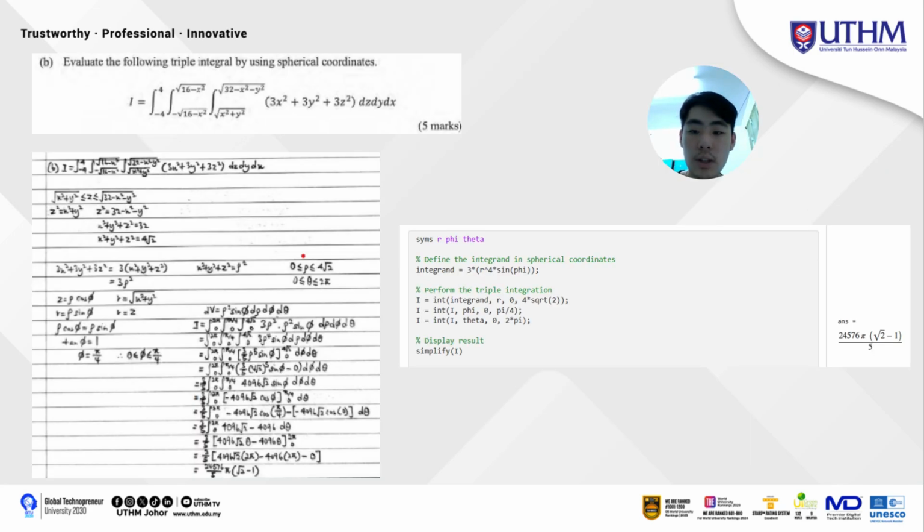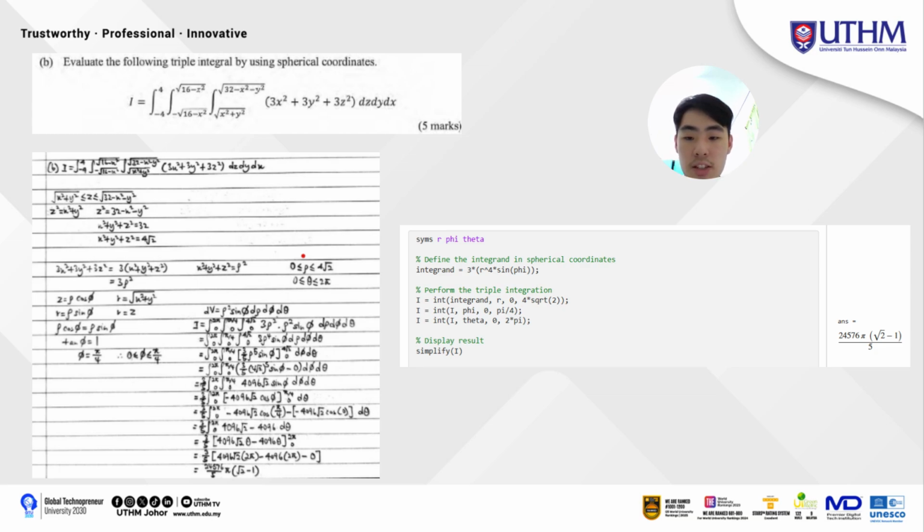For question 1b, we need to evaluate the following triple integral by using spherical coordinates. From the upper limit of z, we can find out that the range of rho is between 0 to 4 root 2. And we also found out that the range of theta is from 0 to 2 pi. And by using the equation x squared plus y squared plus z squared equal to rho squared, our integrand for the spherical coordinate is 3 rho squared.